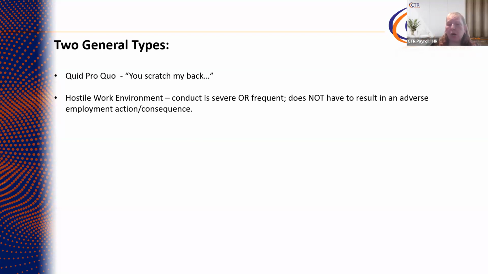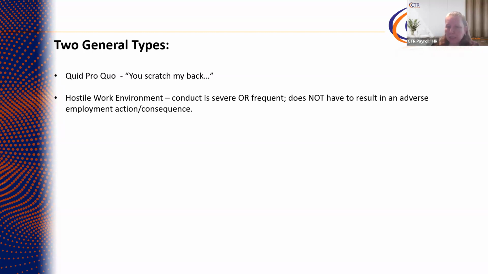And then there's what we call hostile work environment, which is probably what most people think of. And that means that there's some conduct, some misconduct, really, that is either, and this isn't either or, this is really important to recognize when you're looking at one of these claims. The conduct has to be either severe or frequent, or both. It does not have to result in an adverse employment action. What does all that mean?